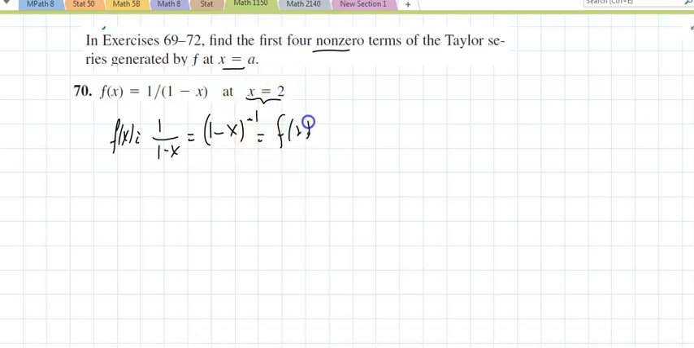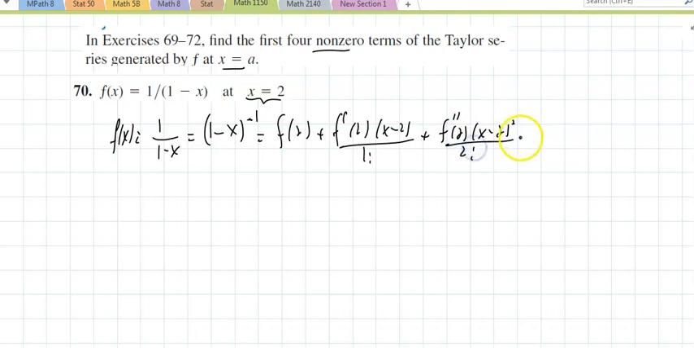That's going to be f of 2. That's one term. F prime of 2 times x minus 2 to the 1 over 1 factorial. That's 2 terms. You only want 4 terms, so 2 more to go. Plus f double prime at 2 times x minus 2 squared over 2 factorial plus f triple prime at 2 times x minus 2 cubed over 3 factorial, and the list goes on, but that's all we want.